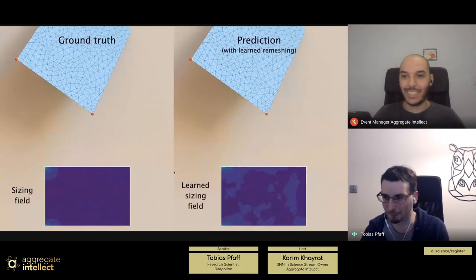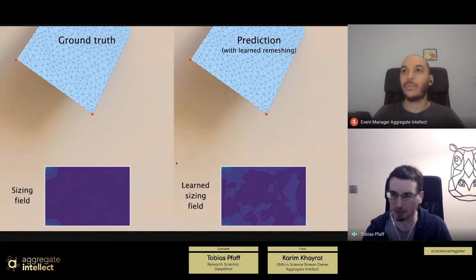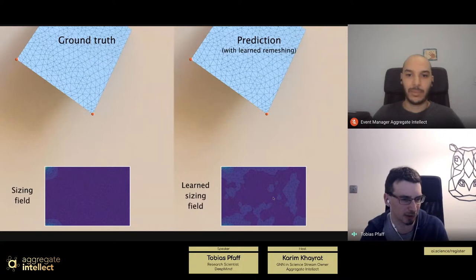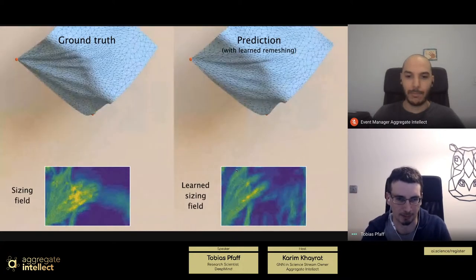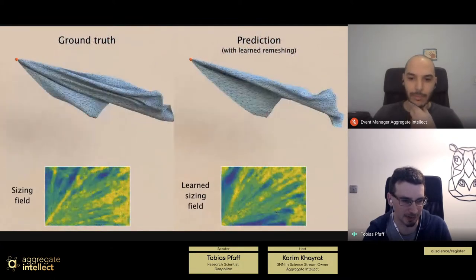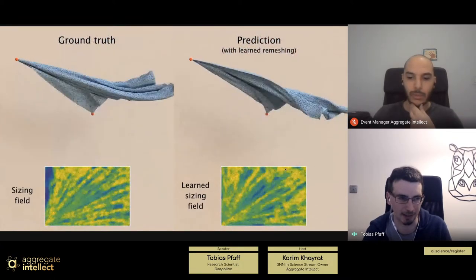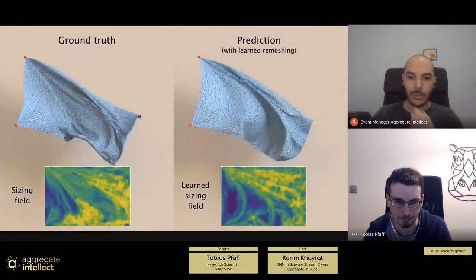Okay. First, though, we can look a little bit at adaptive remeshing, right? So I've already shown you one example of the cloth, which has this adaptive remeshing. And here you can also see this learned sizing field. You can see the yellow regions where we're allocating finer resolution.